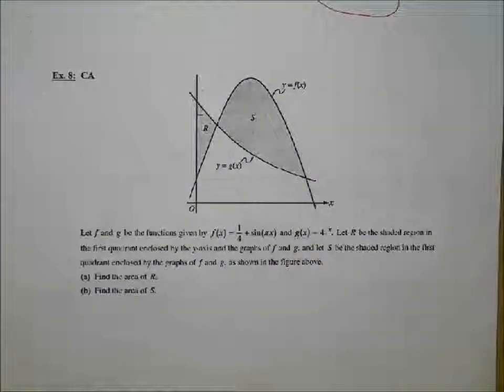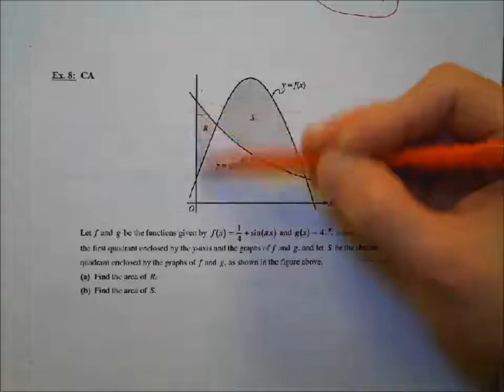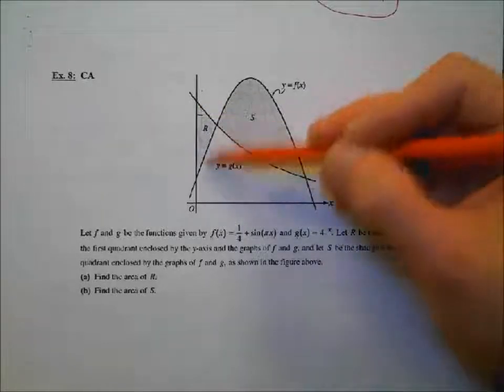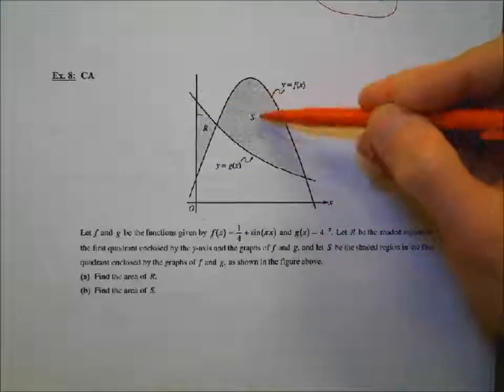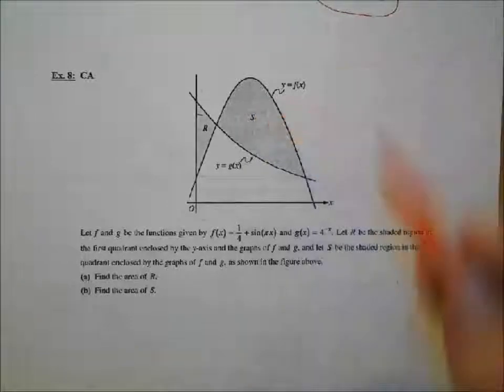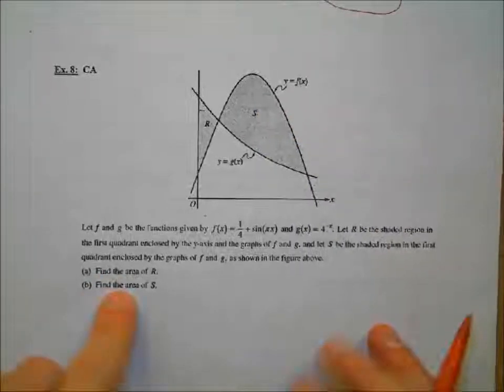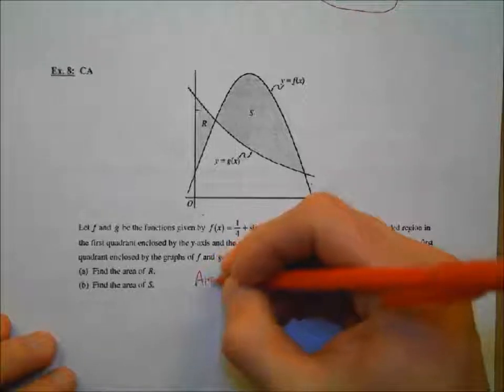All right, let f and g be the functions given by f of x equals 1/4 plus sine pi x, and g of x equals 4 to the negative x. Let R be the shaded region in the first quadrant enclosed by the y-axis and the graphs of f, which is here, and g, which is here. Let S be the shaded region in the first quadrant enclosed by the graphs of f and g as well, shown in the figure. So our first objective here is to find the area of R.